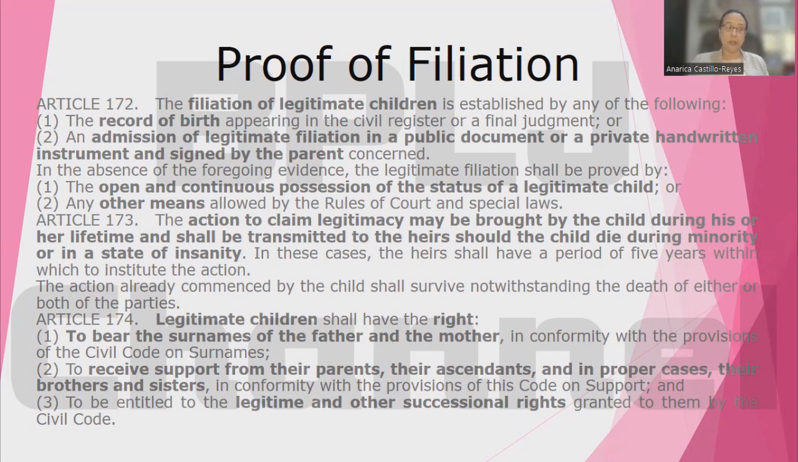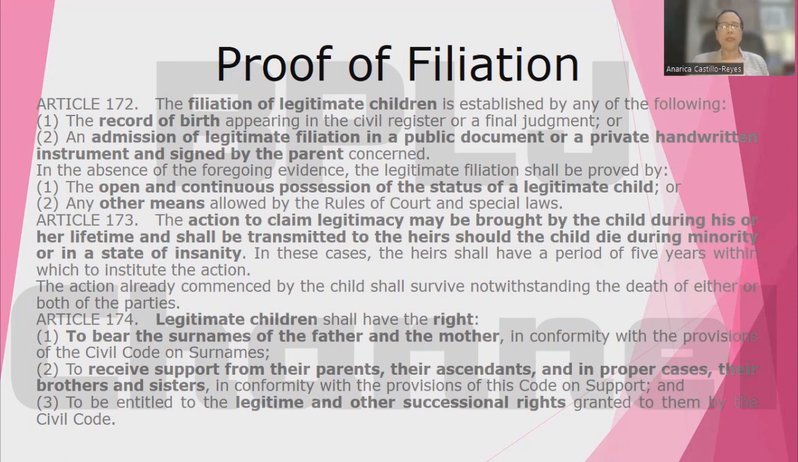parent concerned. So we are speaking here of two documents. It is either a public document or a private handwritten instrument. Handwritten, meaning it is written using the personal penmanship of the putative father. What is the content of that document, which is either public or private handwritten? It must contain an admission of paternity or admission of legitimate filiation. And it must be signed. So those two contents must be embodied either in a public document or in a private handwritten instrument.